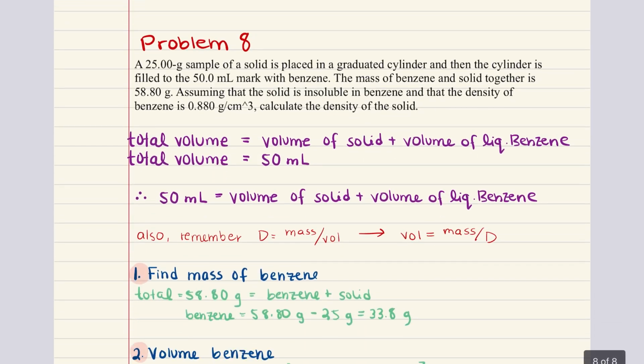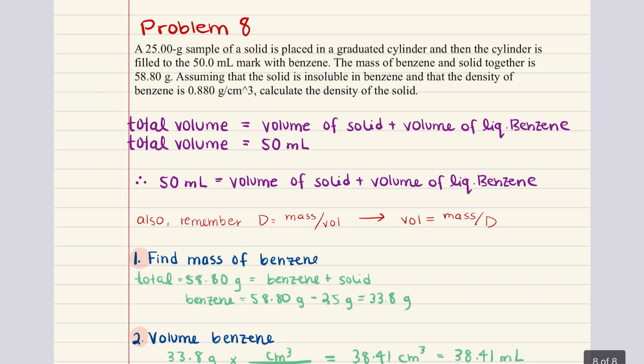With that, we can move into our last and final problem, problem number 8. Problem 8 reads, a 25-gram sample of a solid is placed in a graduated cylinder, and then the cylinder is filled to the 50 milliliter mark with benzene. The mass of benzene and solid together is 58.8 grams. Assuming that the solid is insoluble in benzene and that the density of benzene is 0.88 grams per cubic centimeter, calculate the density of the solid.